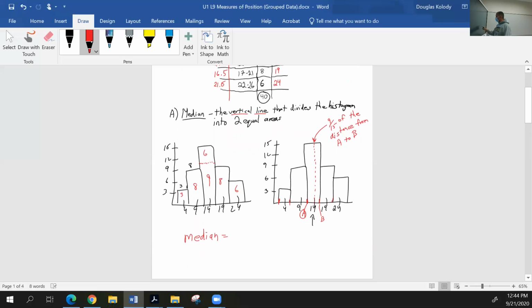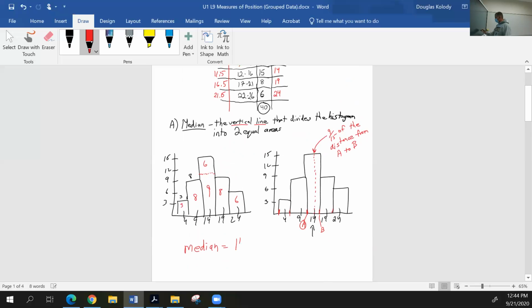So I'm going to keep it on screen. The 11.5 plus. Then I need to travel 9/15 of the distance from point A to point B. What is the distance from point A to point B? Another vocabulary word. The distance from point A to point B is just the width of the rectangle, AKA the class width. What is our class width here? Is it 4 or is it 5? It's 5, Clody. It's 5.